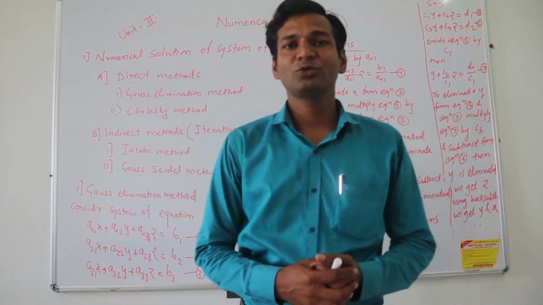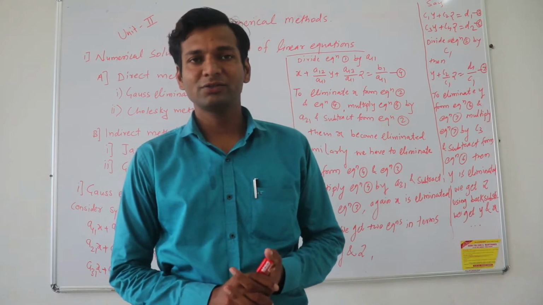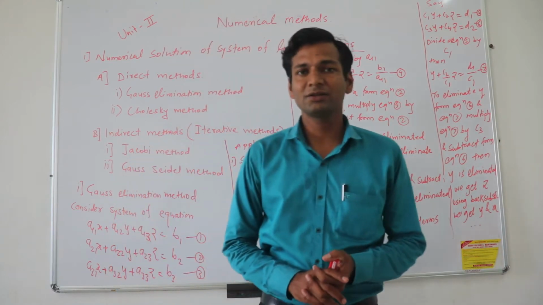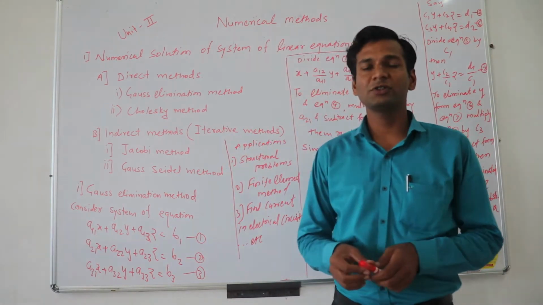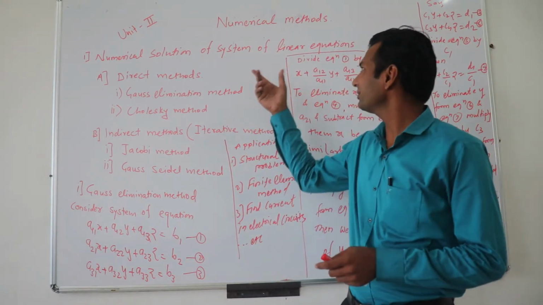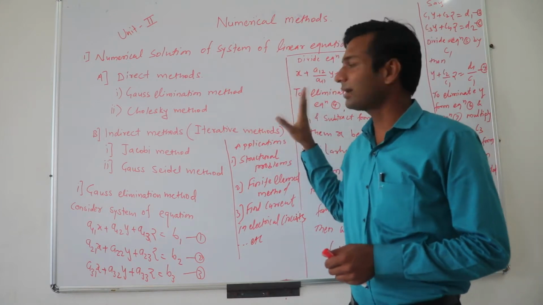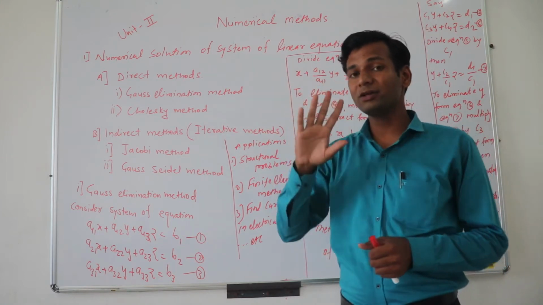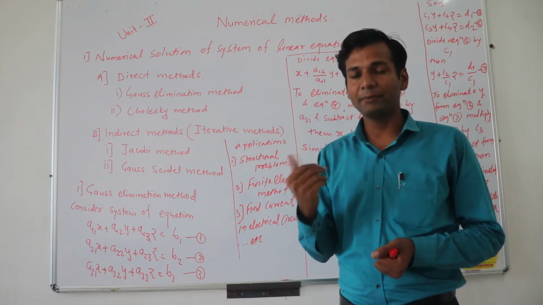Hello everyone. Today we discuss unit number 2, numerical methods. In numerical methods, the first part is the numerical solution of systems of linear equations. You know systems of linear equations, but there are some direct methods and indirect methods. Before this, we solved systems of linear equations in 12th by Cramer's rule or by matrix methods.